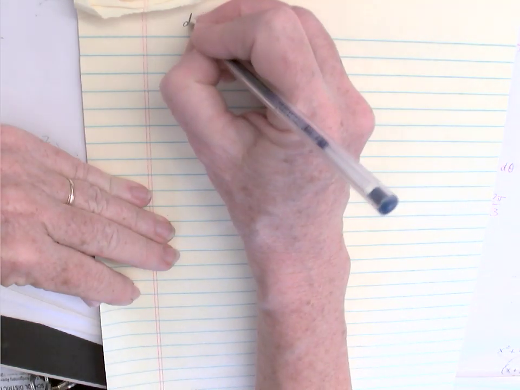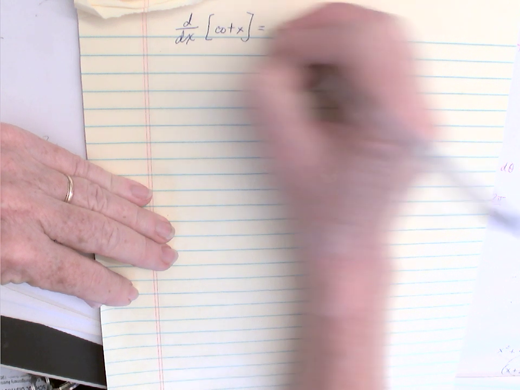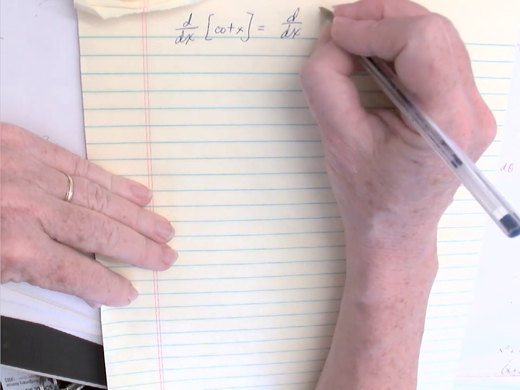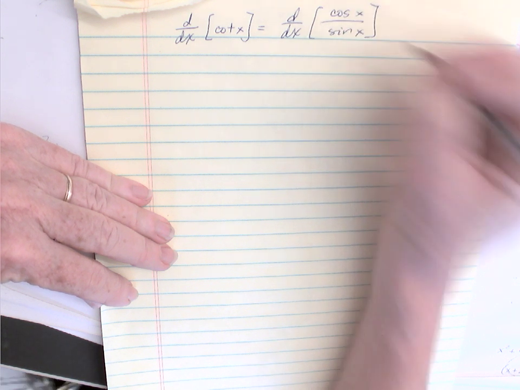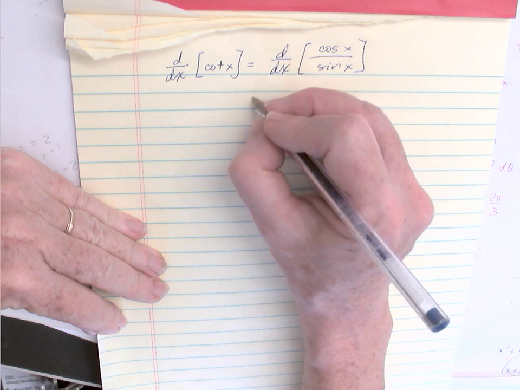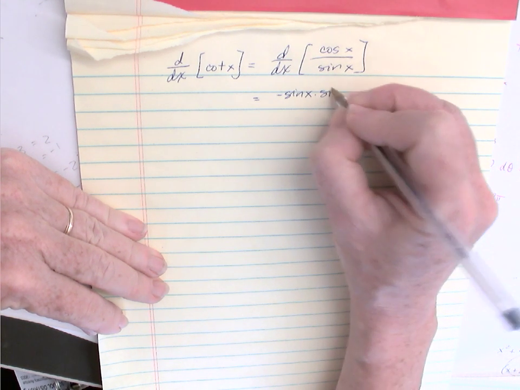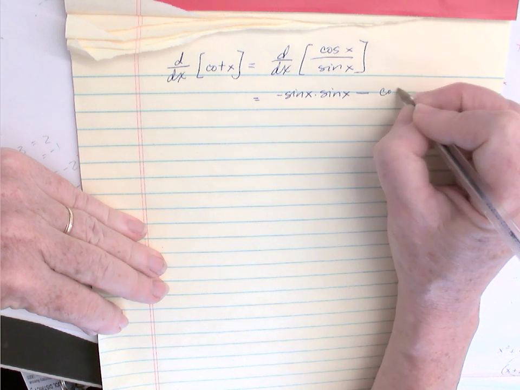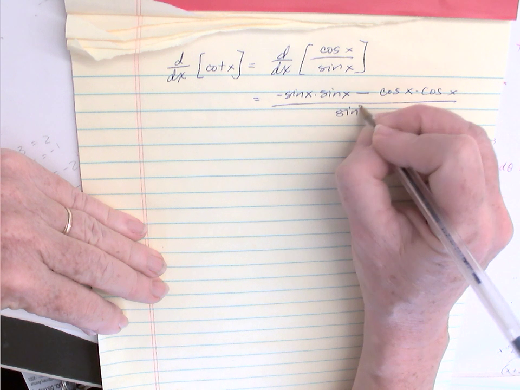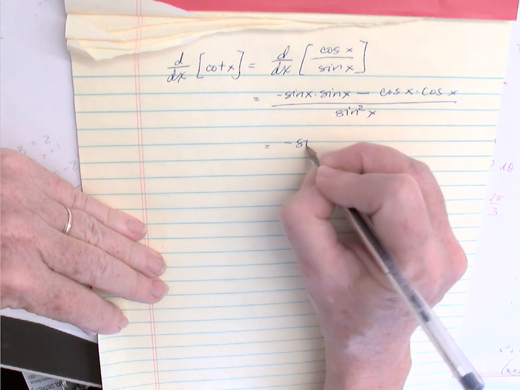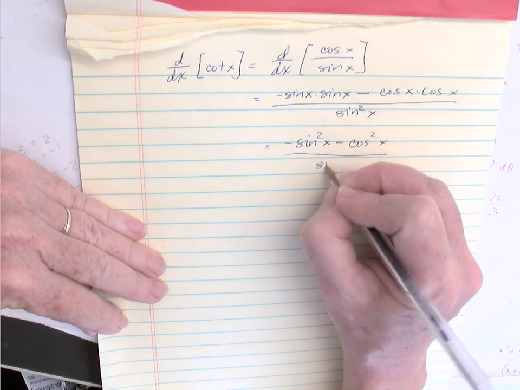Likewise, if we were going to look for something like the derivative of cotangent of x, well, now we can do this. This is just the derivative, in other words, of cosine over sine. So let's take the derivative of the top times the bottom minus the derivative of the bottom times the top all over the bottom squared, which is going to give us negative sine squared of x minus cosine squared of x over sine squared of x.